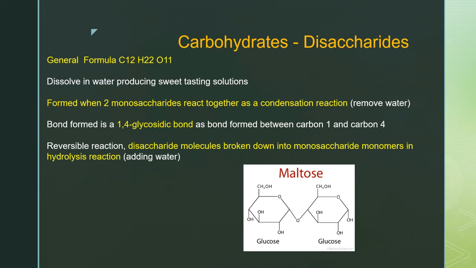A bond is formed in this reaction, and it's called a 1,4-glycosidic bond, and this is formed between carbon 1 and carbon 4. It's a reversible reaction, so disaccharide molecules can be broken down into monosaccharide monomers in a hydrolysis reaction, which adds water. There's a diagram of the molecular structural formula of maltose down there.